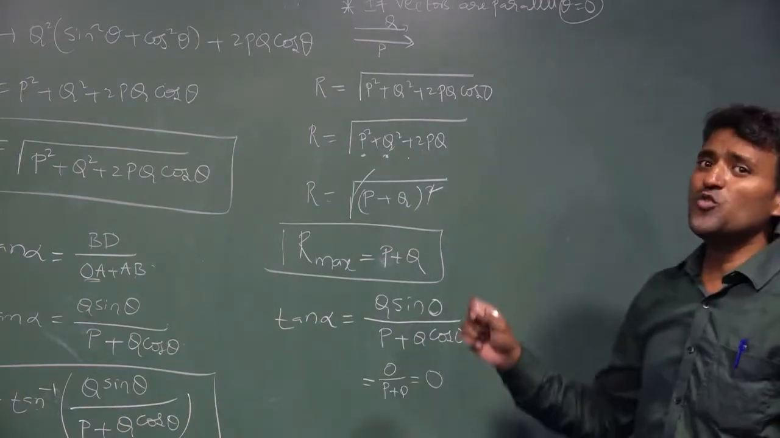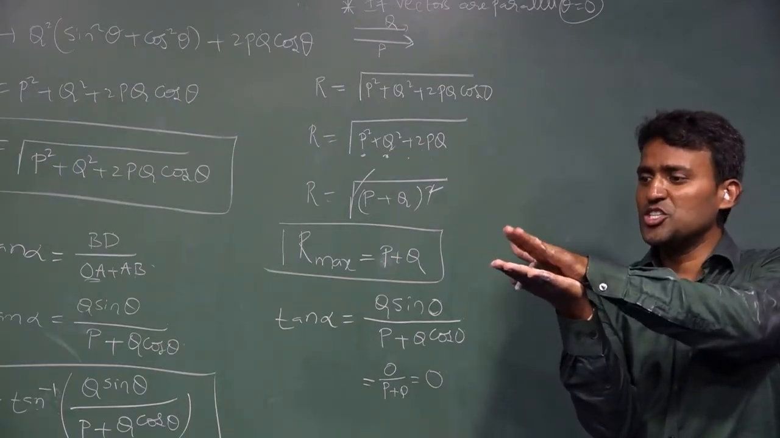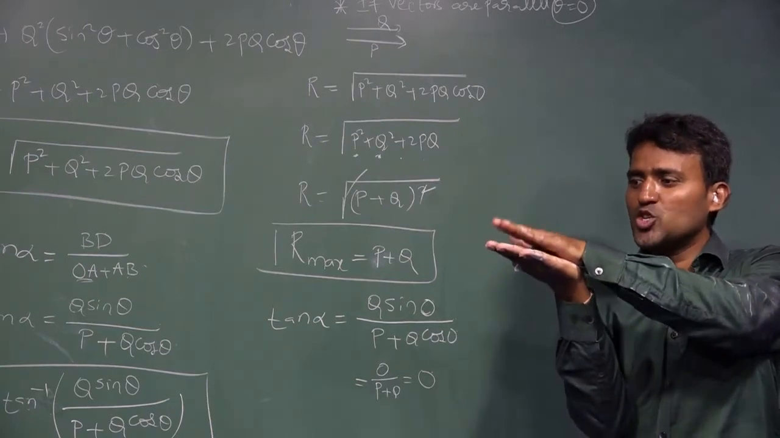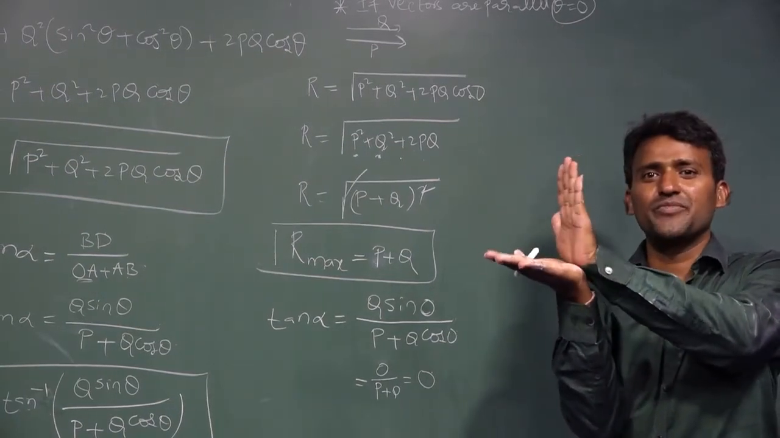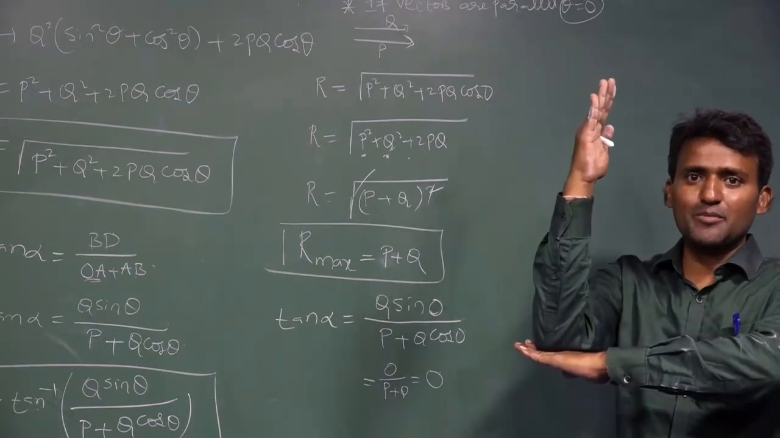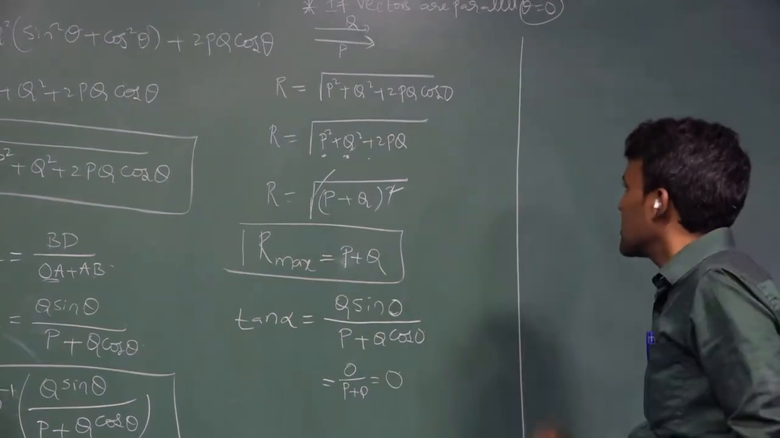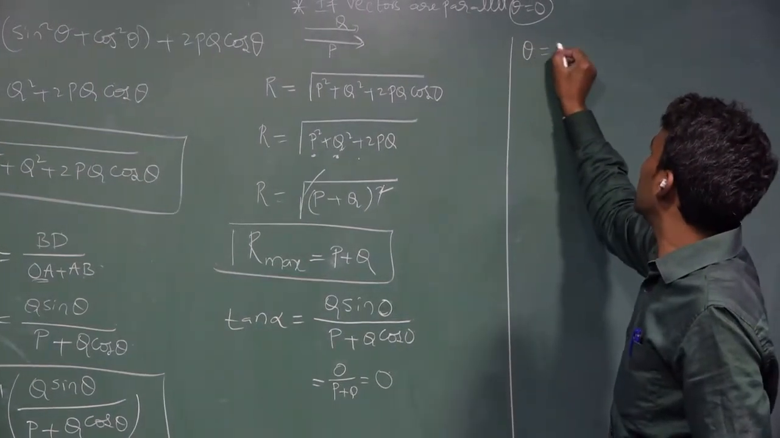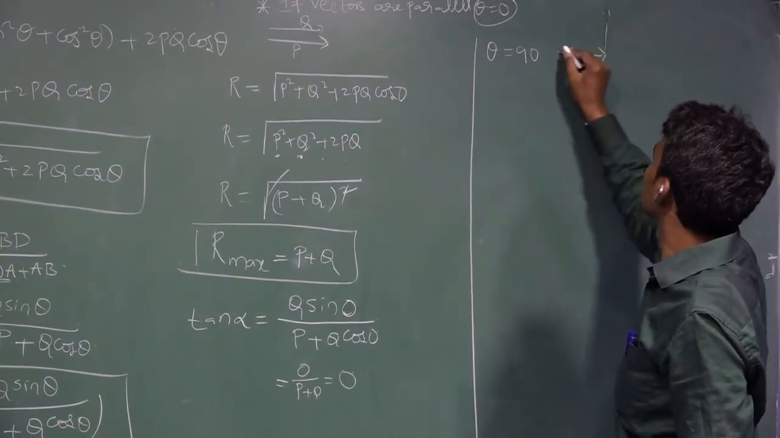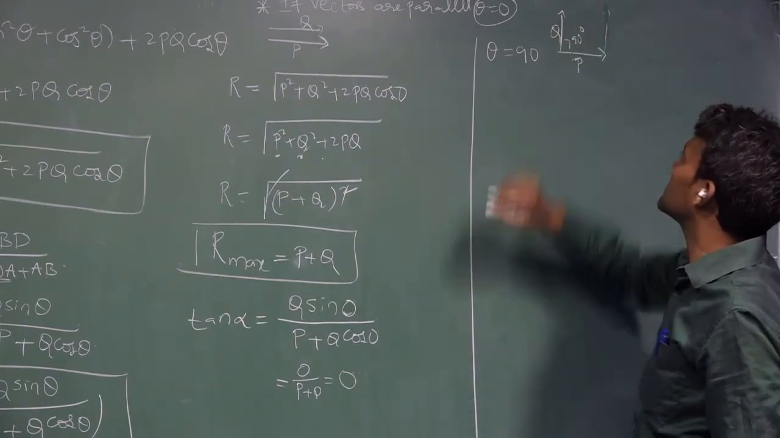Next one. Now I have taken two vectors that are parallel like this. Now I am taking two vectors that are perpendicular to each other like this. This is one vector and this is one more vector. If two vectors are perpendicular to each other, it means theta is equal to 90 degrees. I am giving the direction like this: this is the P vector and this is the Q vector. The angle between them is 90 degrees.